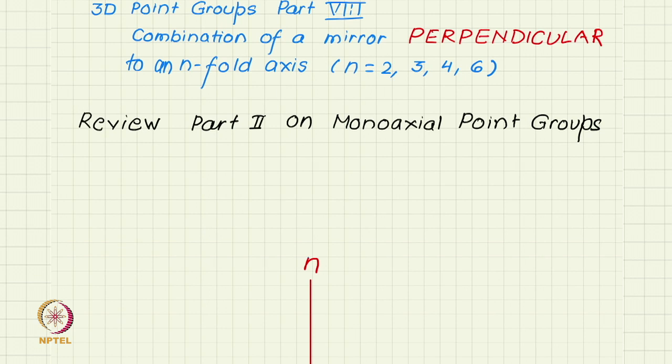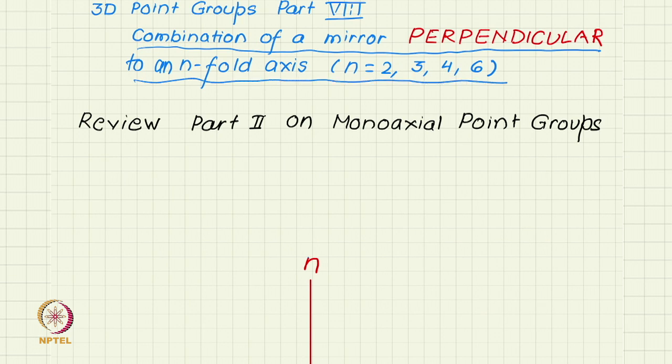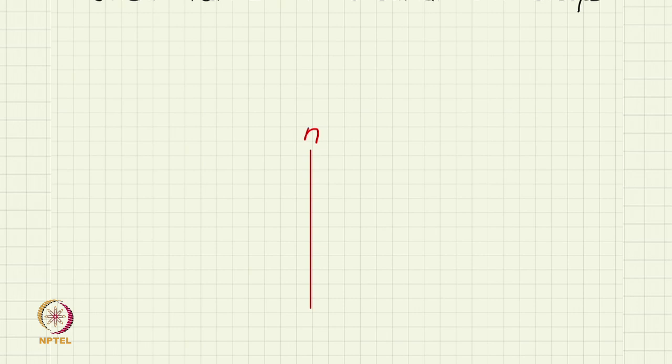In this video, we will generate a few more type 2 groups. We will generate those groups which can be represented as a combination of a mirror plane perpendicular to an n-fold axis, and we will see what happens with n equal to 2, 3, 4 and 6. So, this is my n-fold axis, and now what I do is to put a mirror plane not parallel as I had done it in the previous part of this series, but this time perpendicular to the n-fold axis.